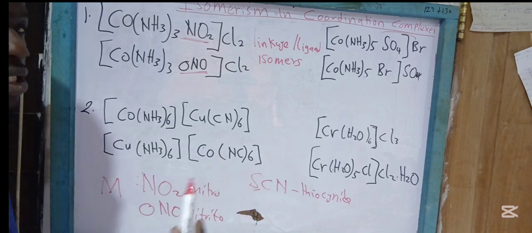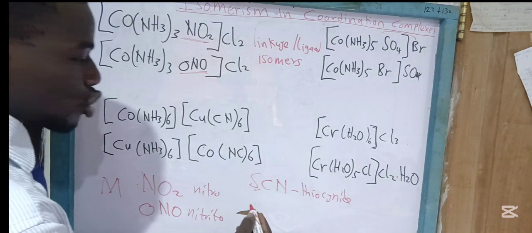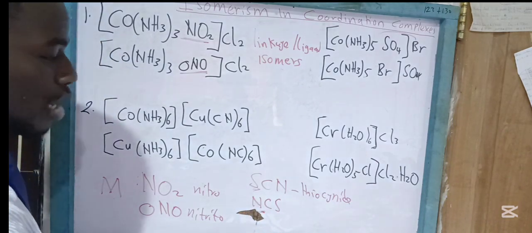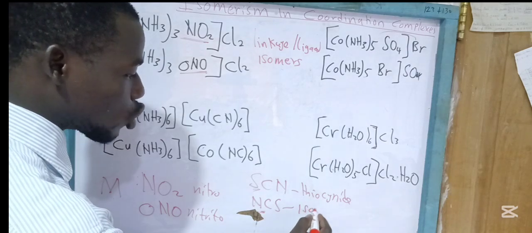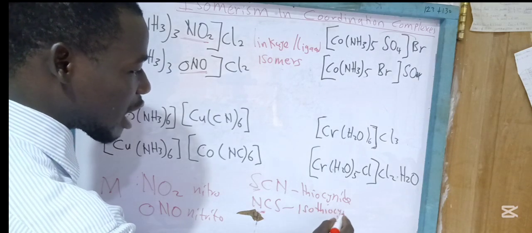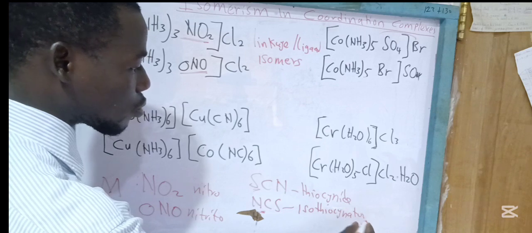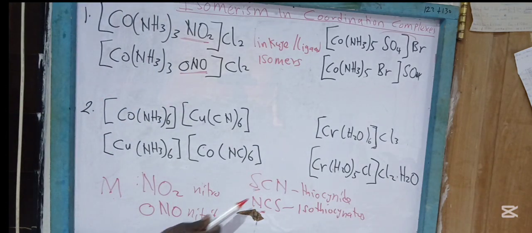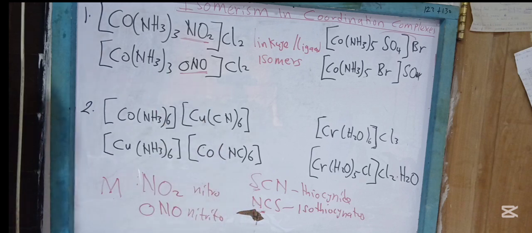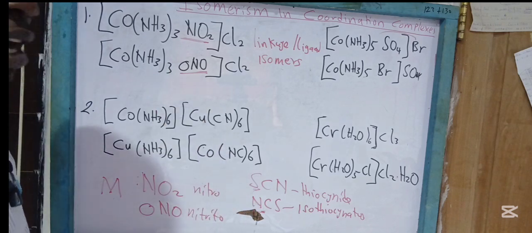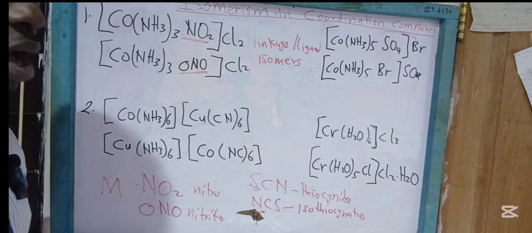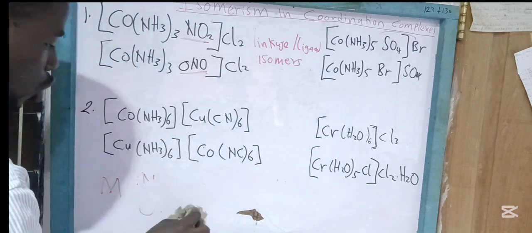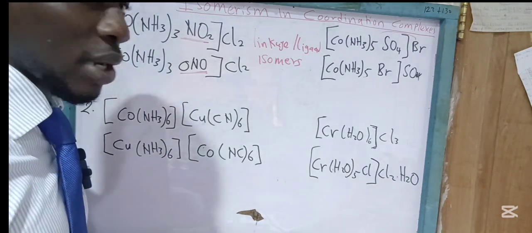Anytime, the one that comes first is the donor atom. So there can also be a point where we will have N coming first. At this point, N is the donor atom. In this case, we call it isothiocyanate. So anytime you see these kinds of ligands, an ambidentate ligand in a complex, be highly expecting linkage or ligand isomerism. So let me clean this. That is a trick to look out for in ligand isomers.